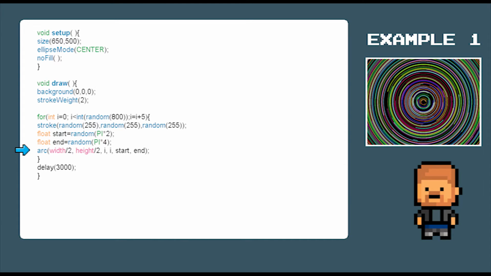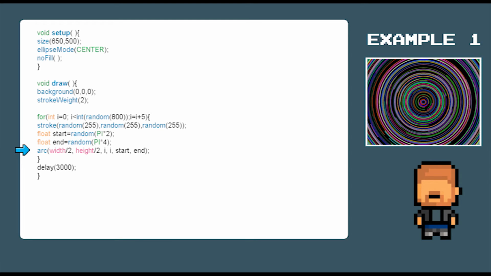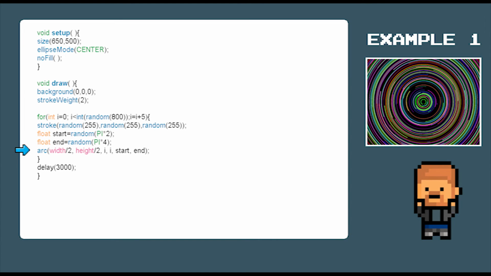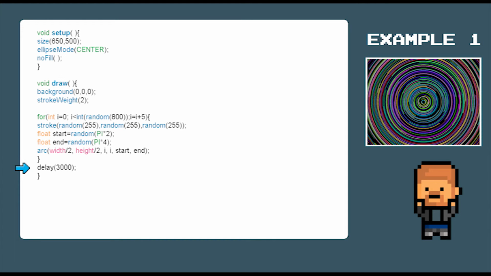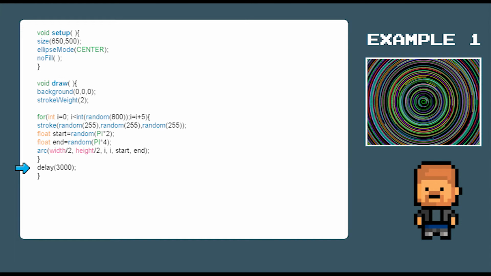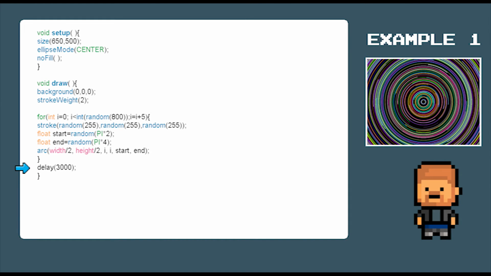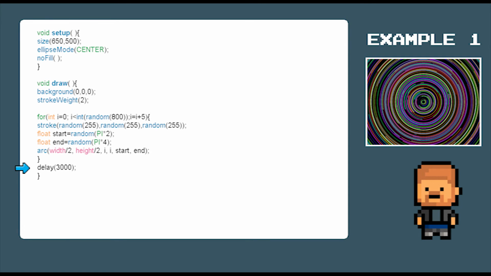So let's draw the arc. arc(width / 2, height / 2, i, i, start, end). The final command, delay(3000), holds the current screen for 3 seconds before creating a new image. I really like this example and you can get some really cool images out of it. I hope you enjoy it as well.